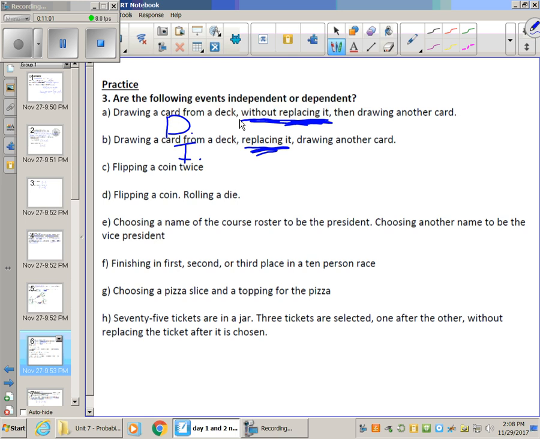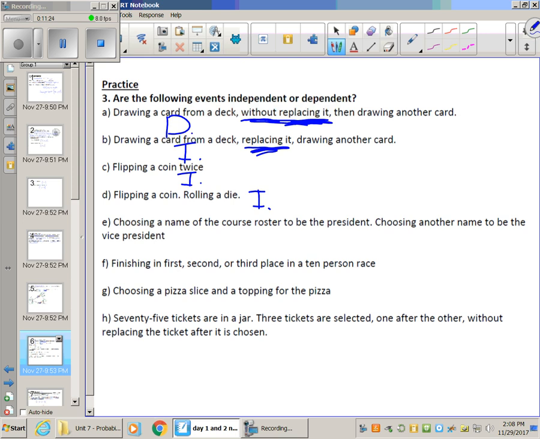All right, flipping a coin twice. Independent or dependent? If I'm flipping it, does the second time I flip it affect the other time? No. So they are independent of each other. Flipping a coin and rolling a die, does either one affect the other? No. So they're independent of each other.